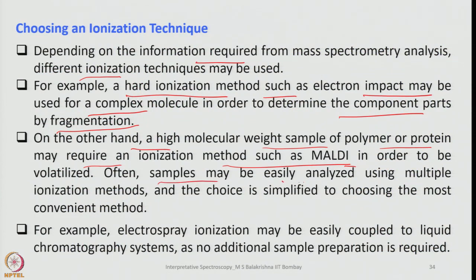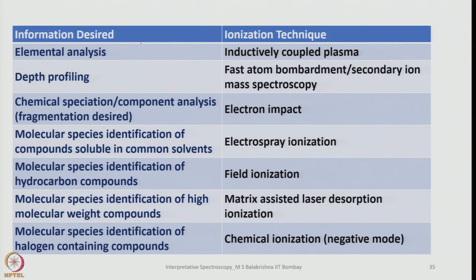Often samples may be easily analyzed using multiple ionization methods, and the choice is simplified to choosing the most convenient method. For example, electrospray ionization may be easily coupled to liquid chromatography systems as no additional sample preparation is required. So that means there is some flexibility of combining with one or more other devices for further studies, analysis and separation. Here I have given a table of the information we are looking for and the ionization technique one should use based on what we are looking for. Elemental analysis: if you simply want to know the elemental composition, inductively coupled plasma is used.